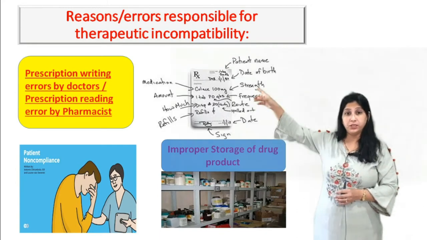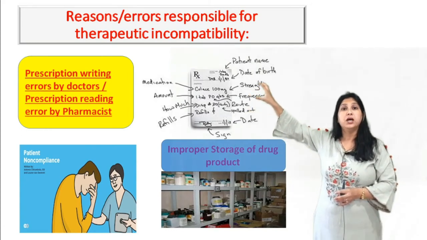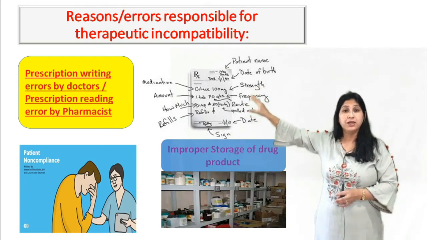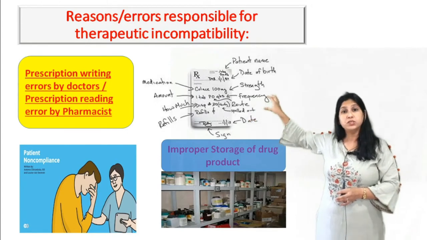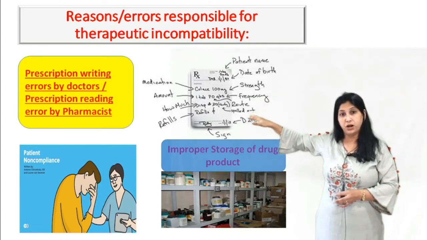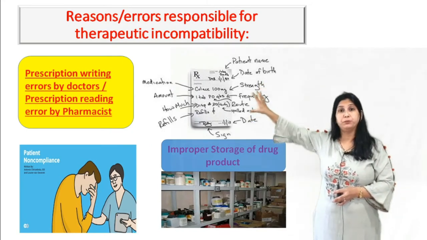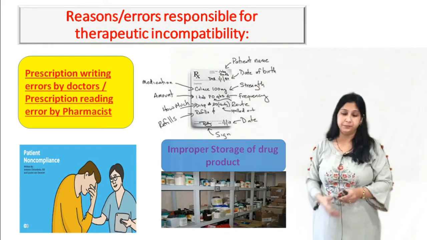Here you can see the prescription that includes information about the prescribed drug product. That includes the name of the drug, the dose of the drug, frequency of administration, dosage form, and directions regarding how to administer the drug. If any error occurs in these parts of the product information, it will result in therapeutic incompatibility.